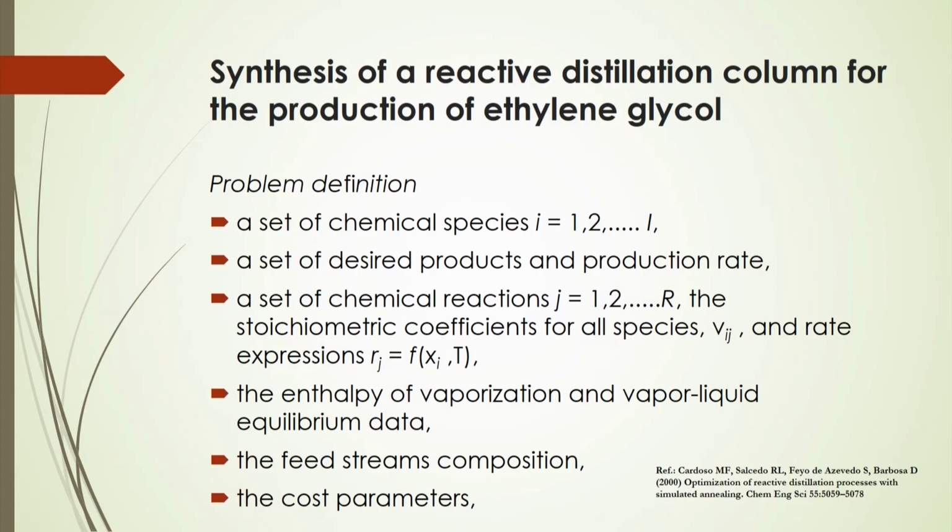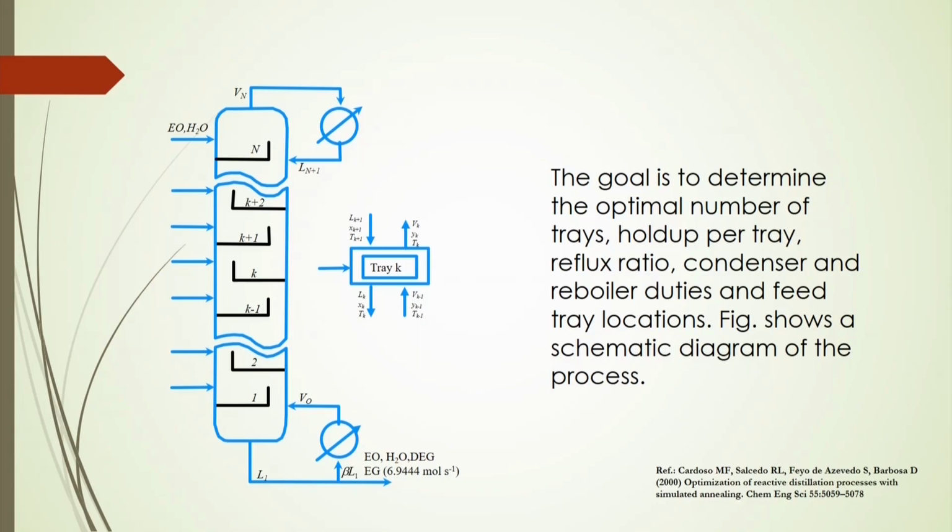The stoichiometric coefficients for all species are denoted by nu i j, and rate expressions are given as R j, which will be a function of the component fractions, or you can say compositions, and also temperature, the enthalpy of vaporization and vapor liquid equilibrium data, the feed stream composition, and the cost parameters. So, these are the problem definitions, which are summarized like this.